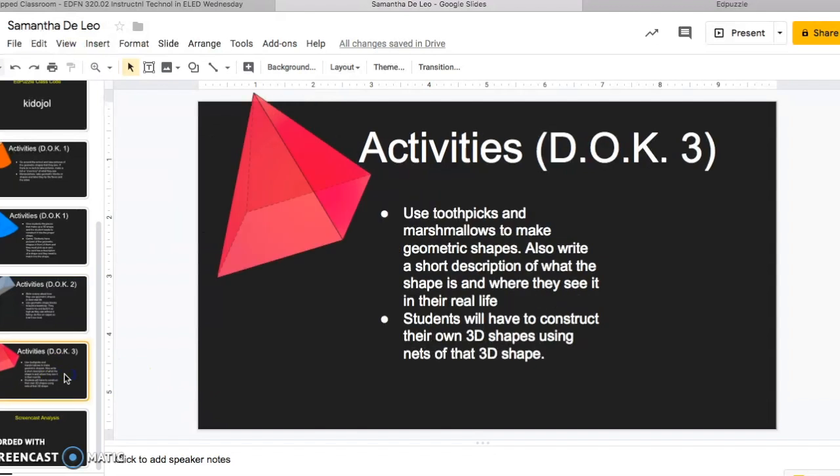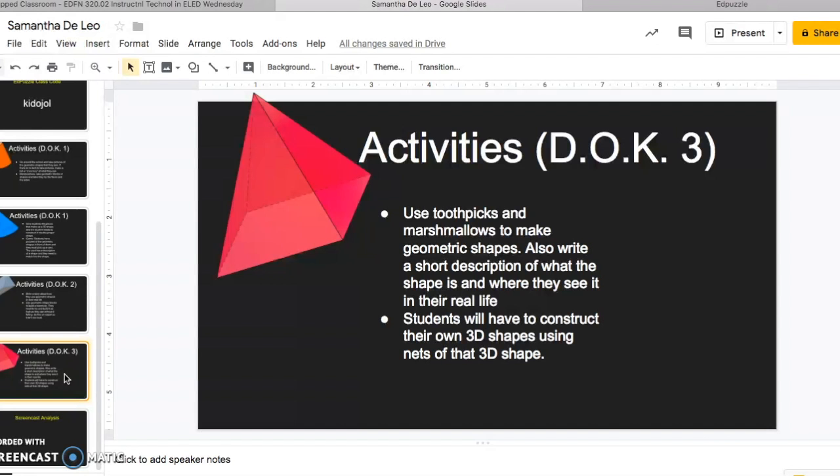And then my last set of activities would be DOK 3 level. So for this, a little more advanced, the students would be able to create their own geometric shapes using toothpicks and marshmallows. So they need to have a good understanding of the sides and the vertices and the edges that make up shapes. And with that, I would also have them write a short description of what the shape is and where they see that shape in their real life, just so they can connect it to the real world.